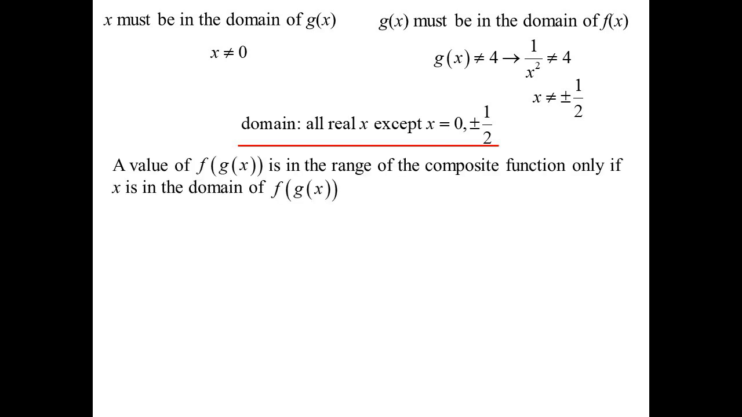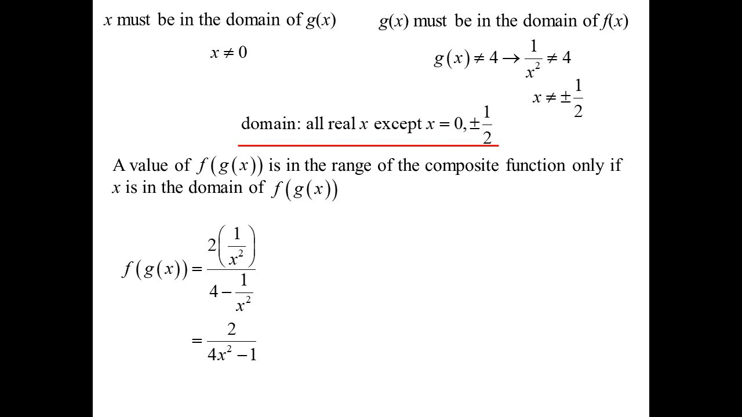A value of the answer will be in the range only if the x is in the domain of the function. Now what I like to do is work out what the actual composite function is. So let's substitute g(x) into f(x). So 1 on x squared, everywhere I see x, I'm putting that. I end up with 2 on 4x squared minus 1.